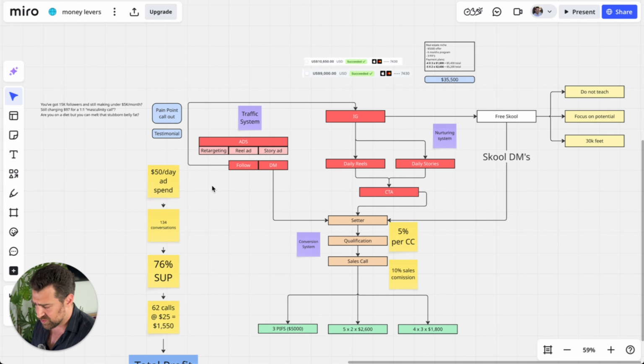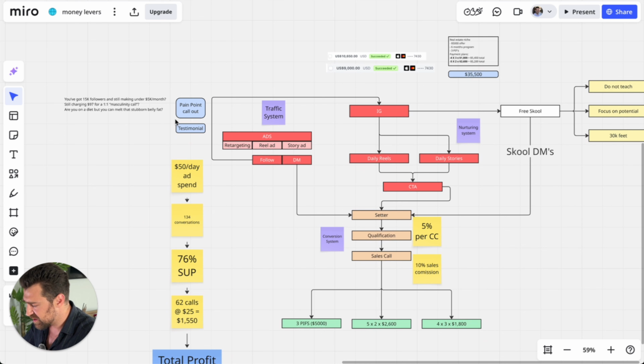Now, when it comes to ads, what we want to do is we want to retarget people that are interacting with your profile. So for example, someone liked your video, someone viewed your video, someone viewed your profile. We want to retarget those people and we want to place 2 types of ads in front of them. So we have a pain point call out and then we have a testimonial.